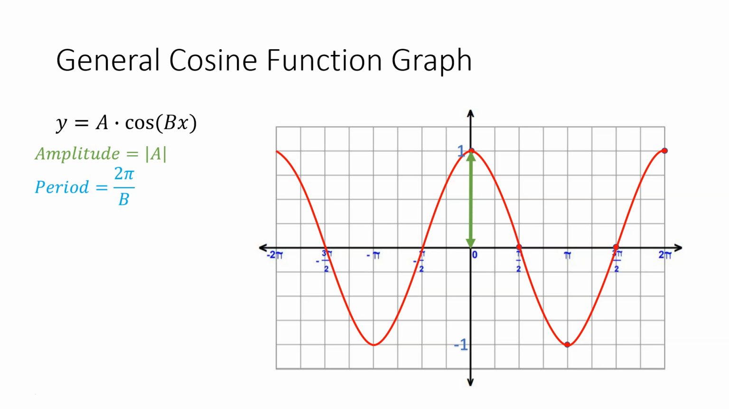Our period length is still going to be 2 pi divided by the b value, and it's measuring the distance it takes for us to repeat a cycle, or starting at one point, ending at another point that just restarts all the values all over again. The major points, we're still going to take the period length and divide it by 4, just like we do for the sine graph, and it's the same values as the sine graph.